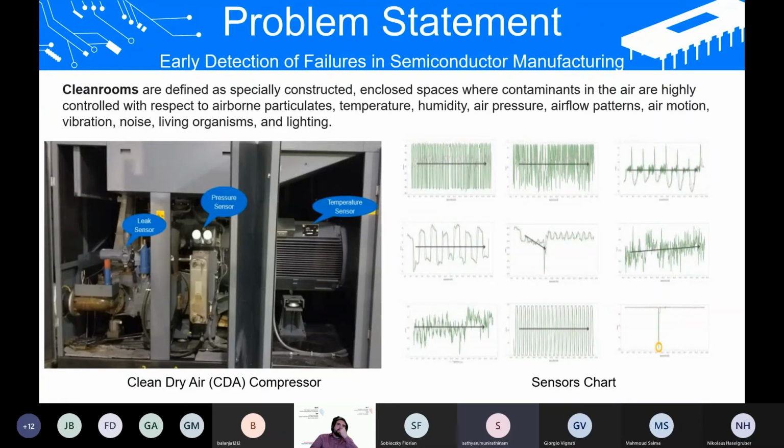So in order to maintain that very sophisticated requirement, we use a so-called clean dry air compressor. That's a massive equipment unit, which has everything going on within the compressor itself. So we want to monitor that compressor by installing multiple sensors, collecting the data, and understanding the overall health of the equipment itself. If you look at the sensor chart, you can see all sorts of data coming out of that tool, and you can see that SPC will not fit into controlling this chart itself.